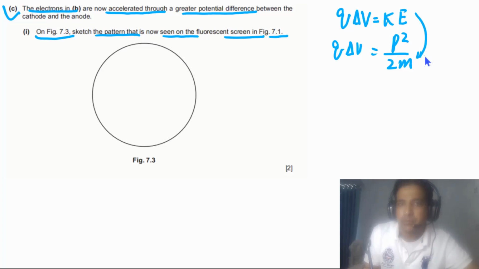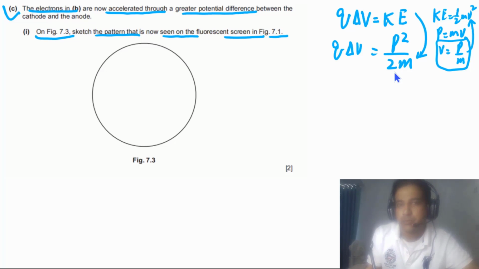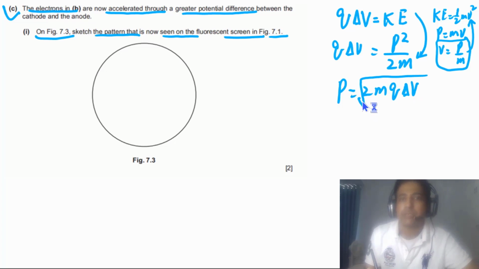We can simply derive this; it is a very simple derivation. Kinetic energy is equal to 1/2 mv squared, and momentum is equal to mv. From here we can say v is equal to p divided by m. Now if we plug this back in, we get p squared divided by 2m. From here we can write p equal to the root of 2m times q times delta V. So you can see that if potential difference increases, momentum will increase.